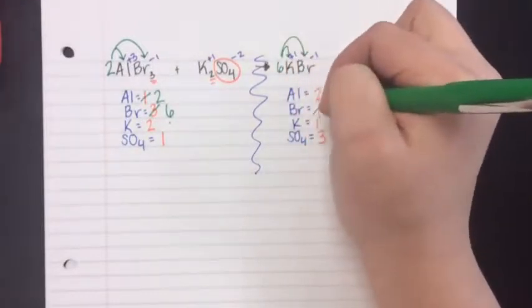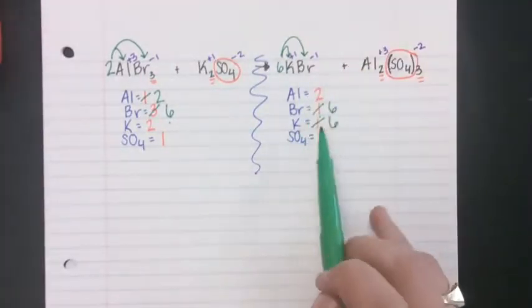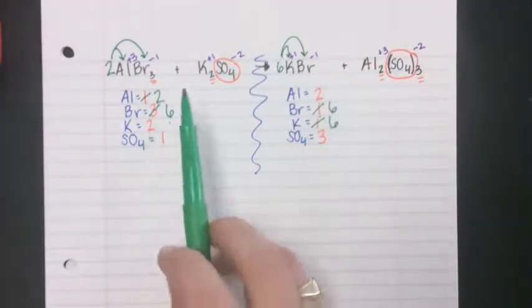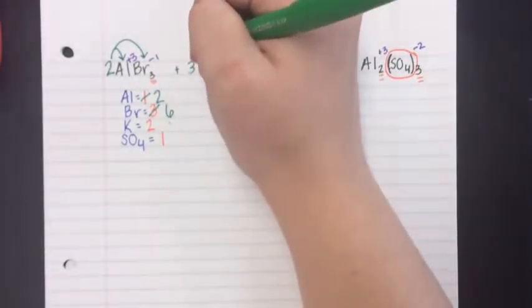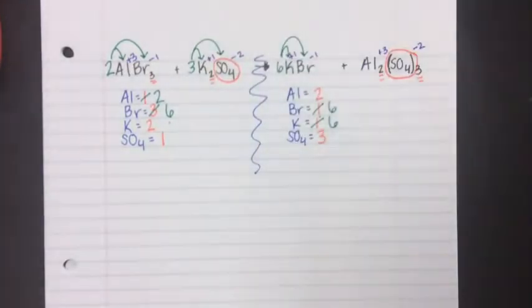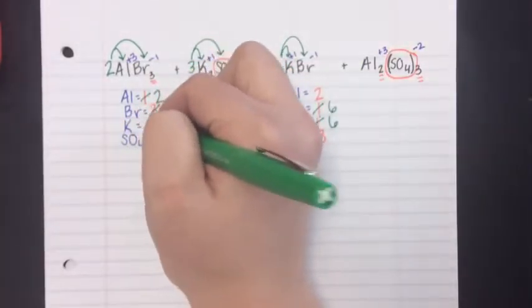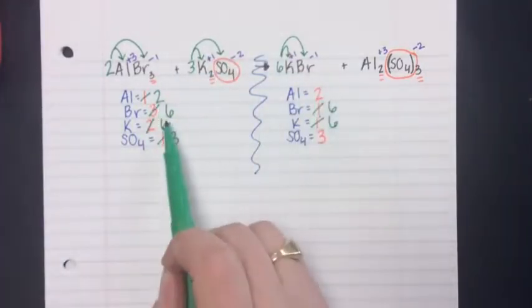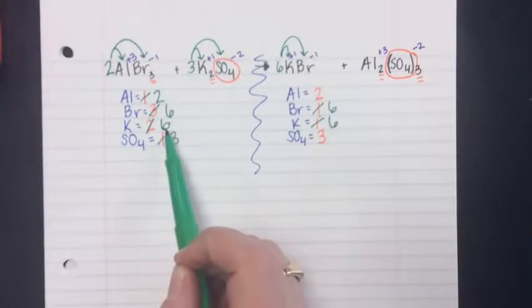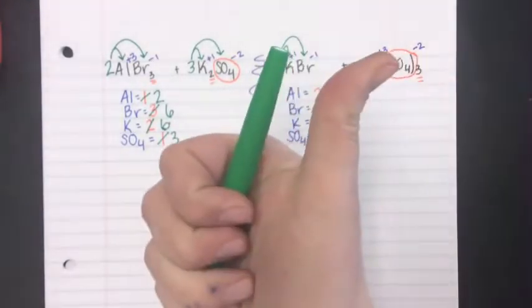This changes not only my bromine to a 6, but also the number of potassiums on the products. Now that my potassiums are unequal, I must add a coefficient 3 in front of potassium sulfate on the reactant side. This changes potassiums to a 6 and sulfates to a 3. My aluminums are balanced, my bromines are balanced, my potassiums are balanced, and my sulfates are balanced. This means I have a balanced chemical reaction.